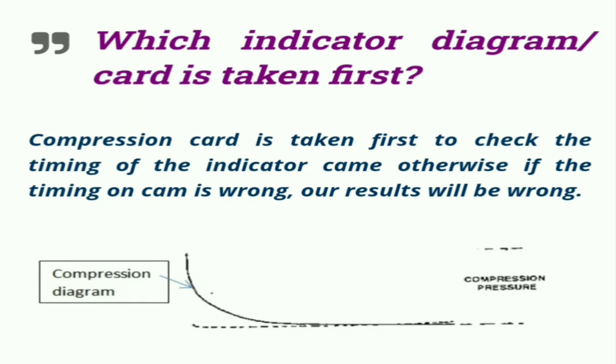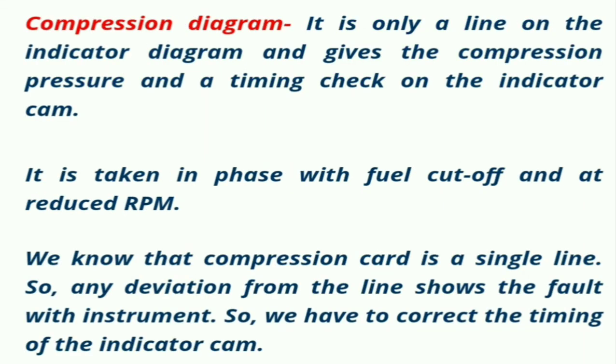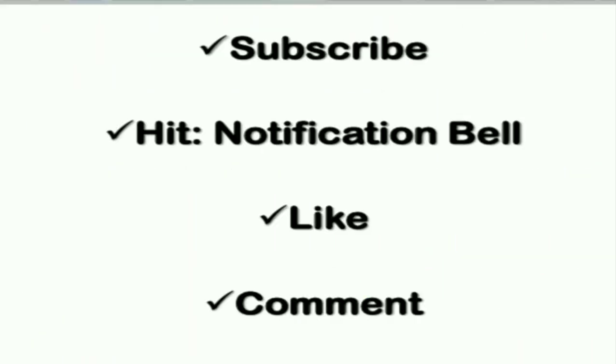Which indicator diagram card is taken first? We know that the compression card is taken first to check the timing of the indicator cam. Otherwise, if the timing of the cam is wrong, our results will also be wrong. So the compression card should be taken first in an indicator diagram. Compression diagram: it is only a line on the indicator diagram and gives the compression pressure and a timing check on the indicator cam. It is taken in phase with fuel cutoff and at a reduced RPM. We know that the compression card is a single line, so any deviation from the line shows a fault with the instrument, so we have to correct the timing of the indicator cam.